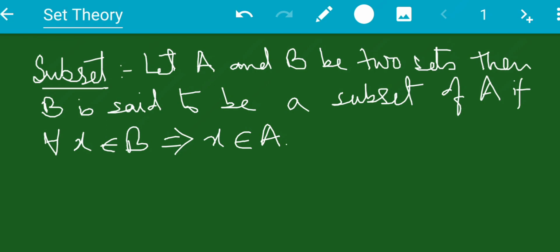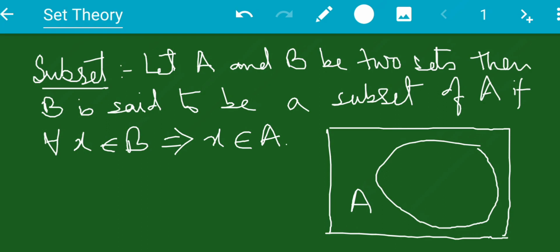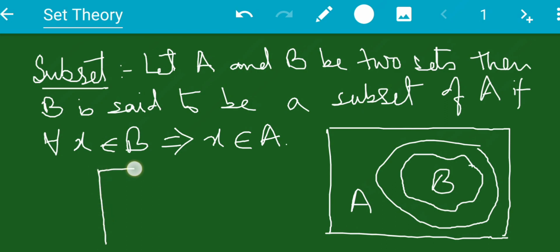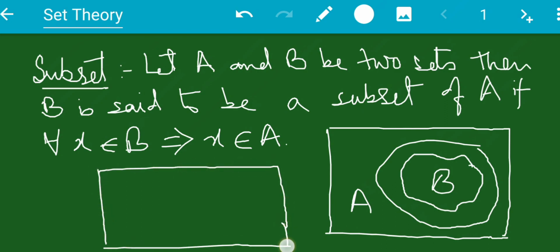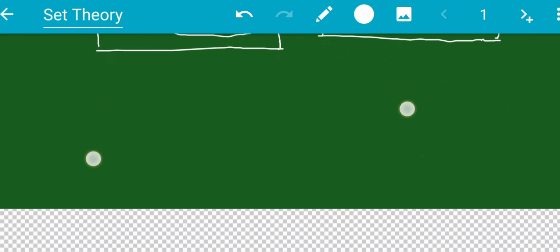So in diagrammatic form, suppose this is A. If there is another set B which is contained in A, then we say B is a subset of A. Similarly, suppose this is A, and we have another set which is entirely contained in A except for a few portions, suppose this is B. Then in that case B is not a subset of A.